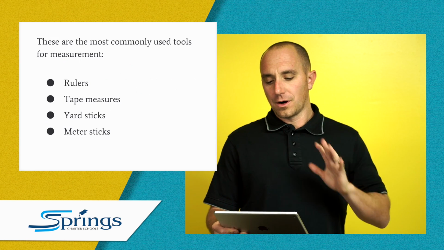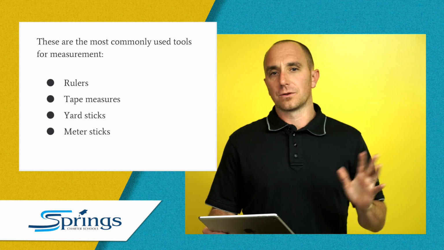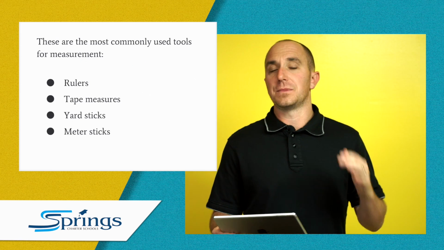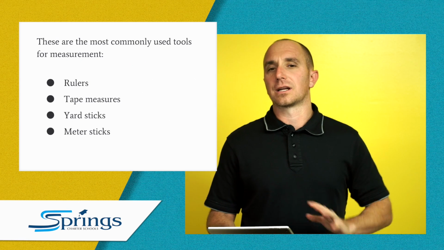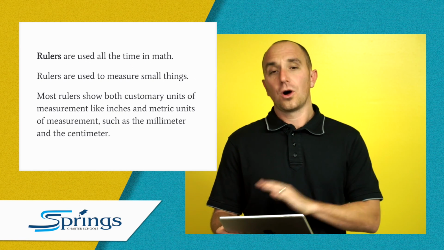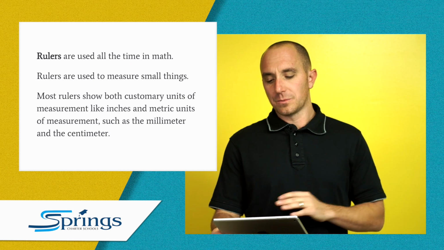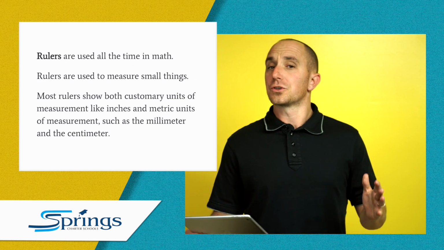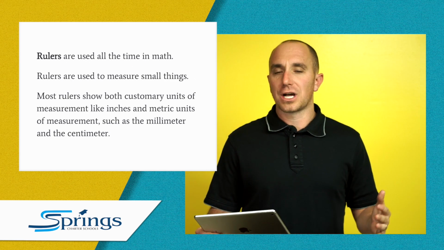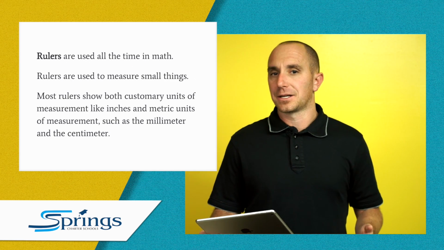So these are the most commonly used tools for measurement. So let's talk about those. We have rulers, tape measures, yardsticks, and meter sticks. Those are the ones that are going to come into play most often. All right, now rulers are used all the time in math. Rulers are used to measure small things. Remember, a ruler is only 12 inches long, so it's not going to be something that you're going to want to measure large items with and flip it over. It's just going to be inaccurate.